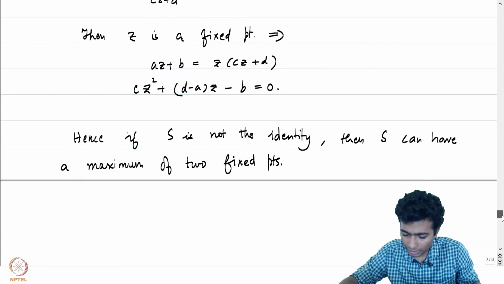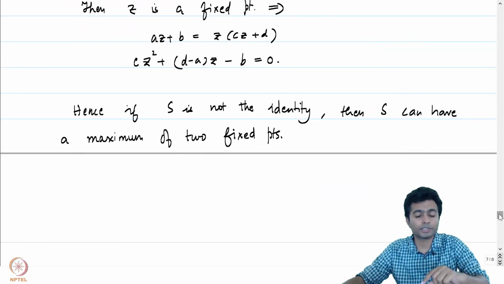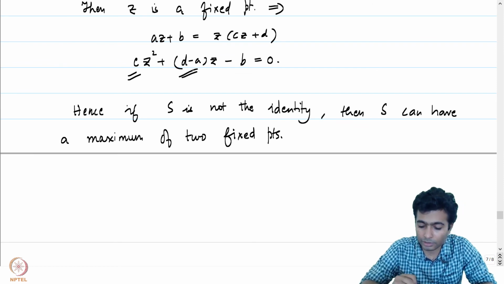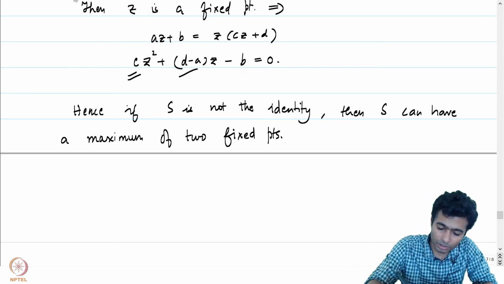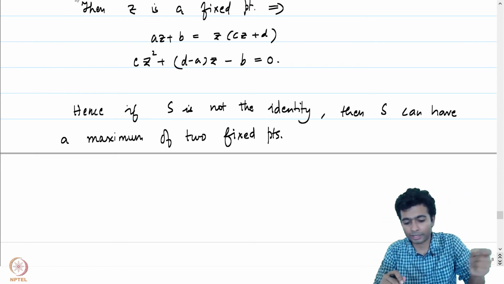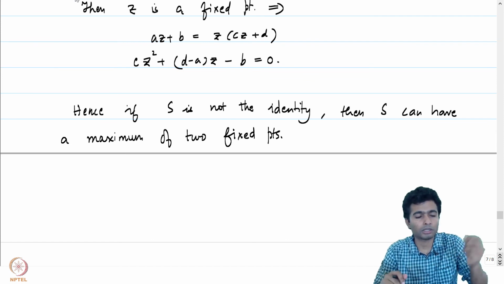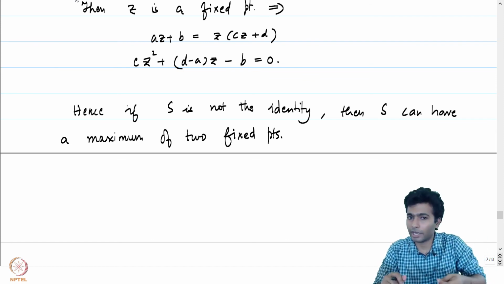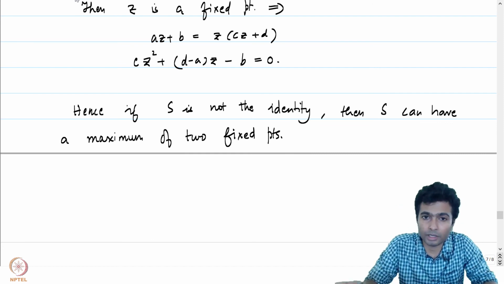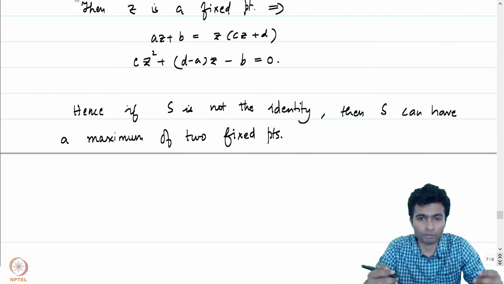So there are a few special cases which one has to consider here, when C is equal to 0, when D is equal to A is equal to 1. But let me leave it to you to sit down and check. In all these cases, it turns out that by considering the map explicitly, by looking at, for example, when C is equal to 0, the map is just going to be equal to A by D times Z plus B by D. And in that case, we know exactly what the fixed point will be.